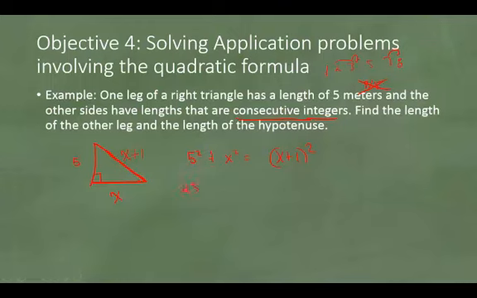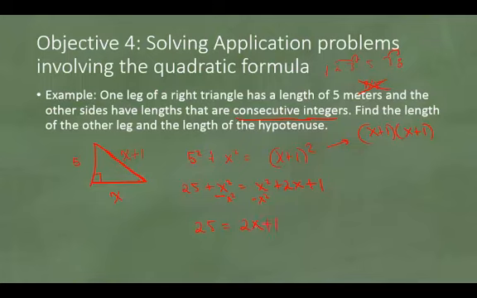This is 25 plus x squared. When we multiply this out, and you should do this yourself, remember this is equal to x plus 1 times x plus 1. But when we multiply and combine, we get x squared plus 2x plus 1. Notice that we could subtract x squared from both sides, which would give us 25 is equal to 2x plus 1.